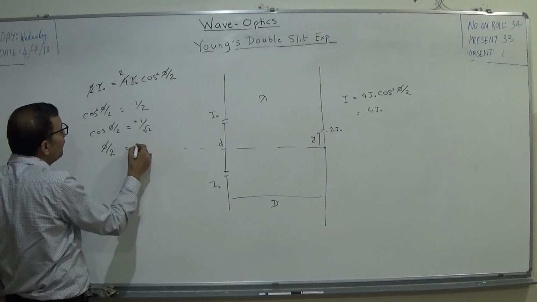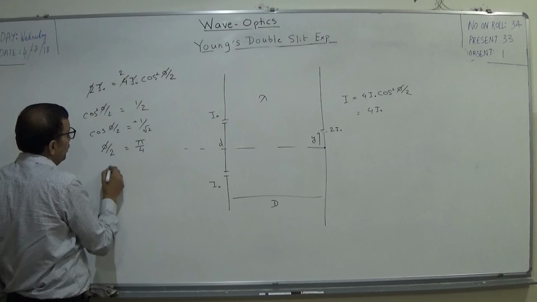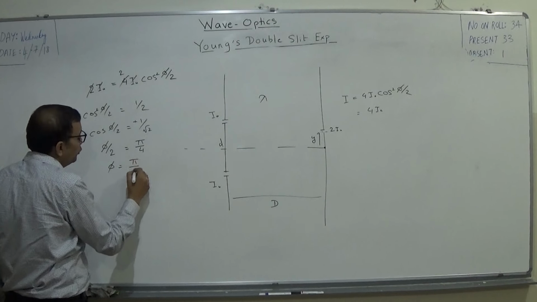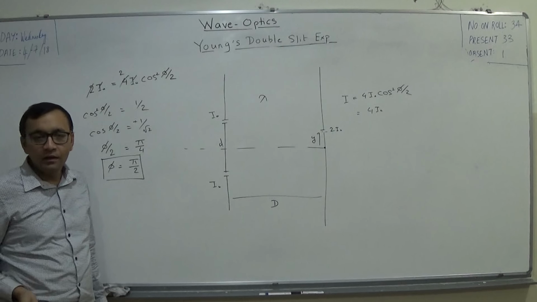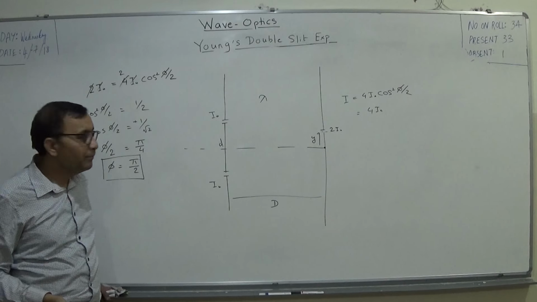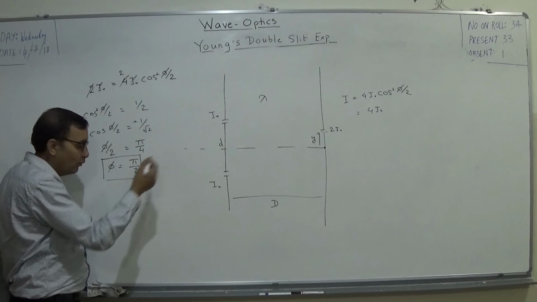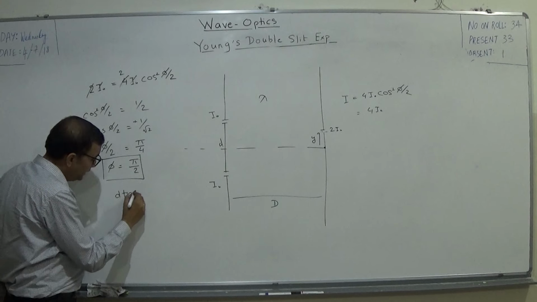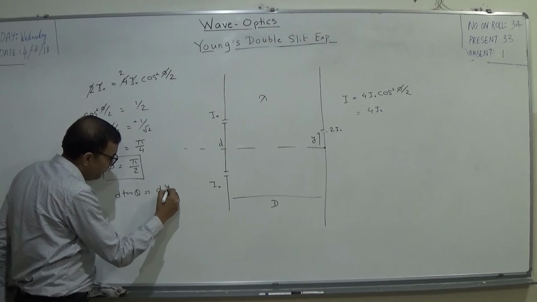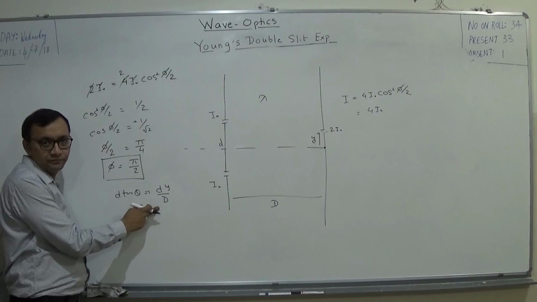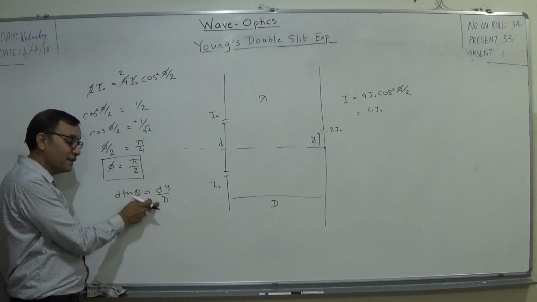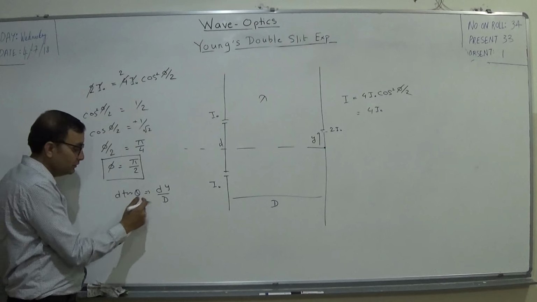Phi by 2 will be what? Pi by 4. So phi will be pi by 2. So basically I need to find out the location where the phase difference is pi by 2. Okay. At the location y, what is the path difference? d tan theta. It happens to be dy by D. So this is the path difference at a distance y. Fine. So what is the phase difference corresponding to this?